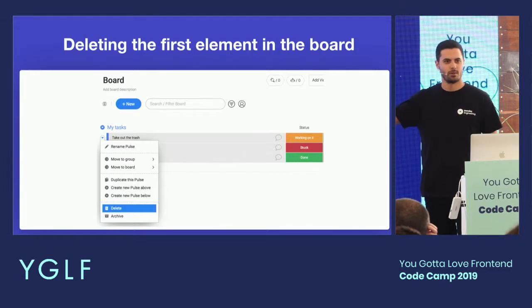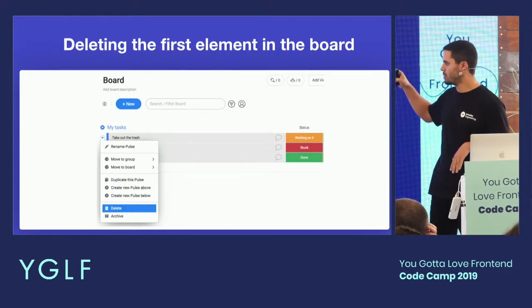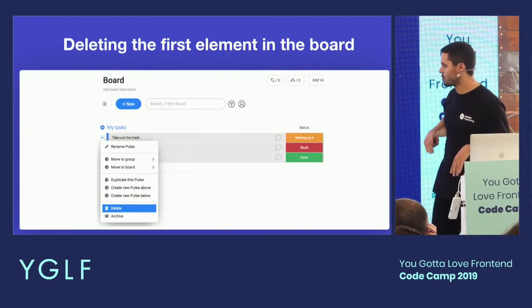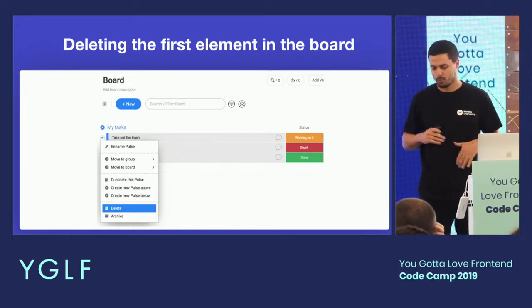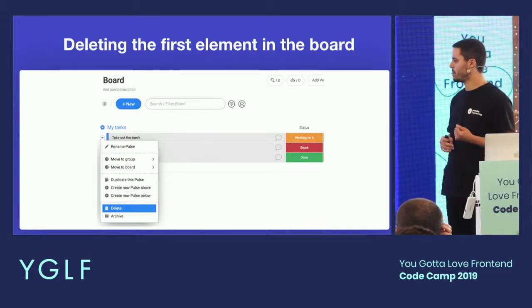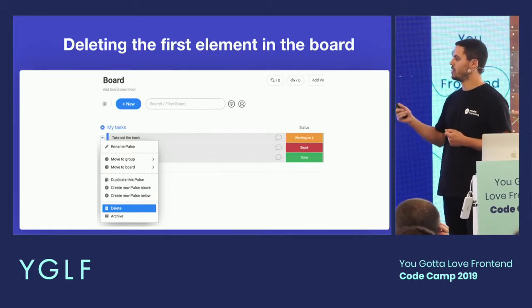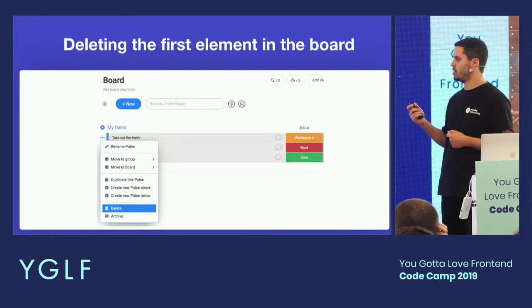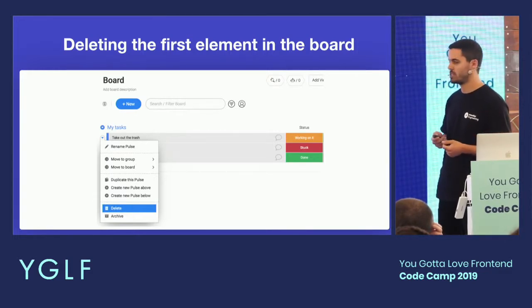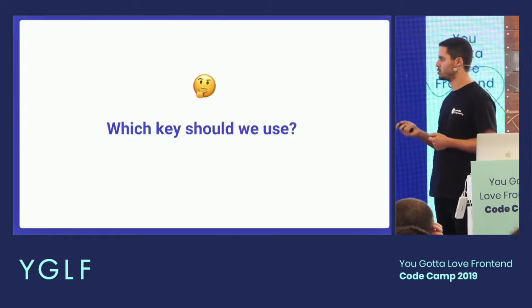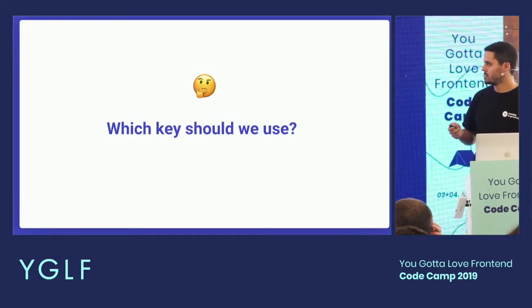So this again is our board, our product. You can see we have a list of items, 3 items in this case. And we want to delete the first element. We want to give you some hunch or some feeling about how this can really have a strong impact on our performance, depending on which key we choose. So let's see some examples.